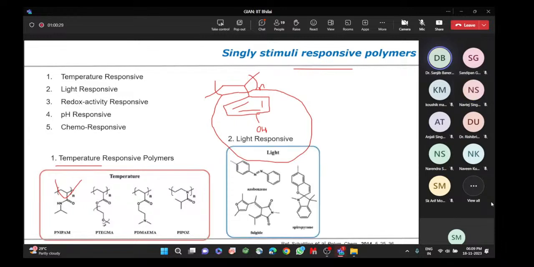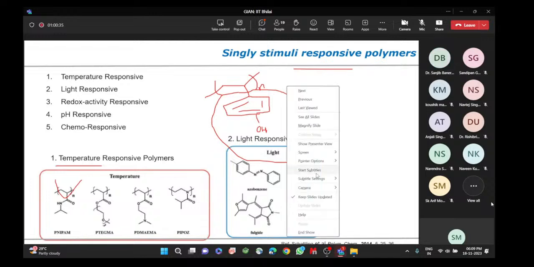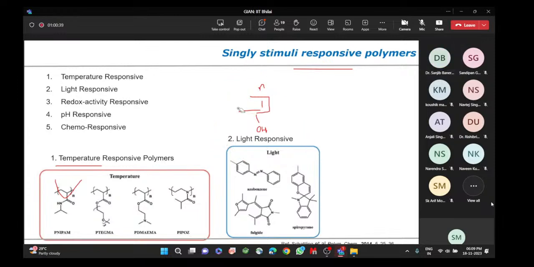So next example for us is just a minute. Just give me a minute to erase this part. So next example for us is light responsive moiety. So I will first give you the background, then there will be a question.